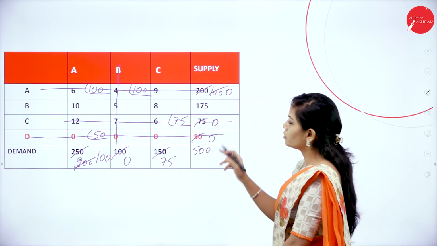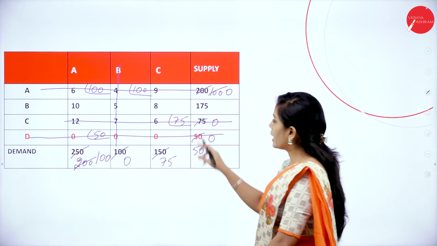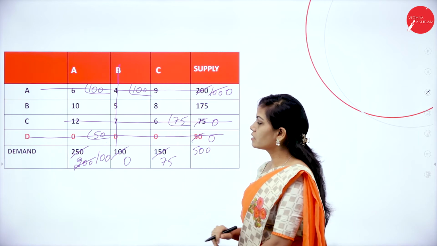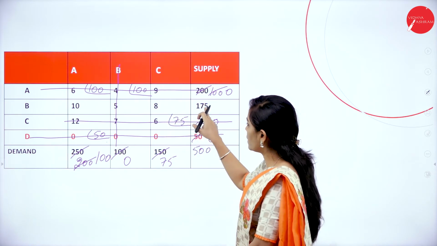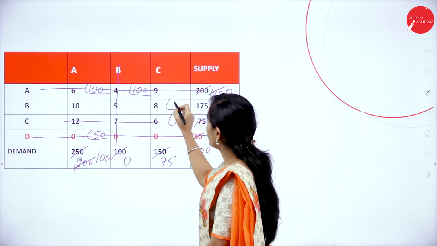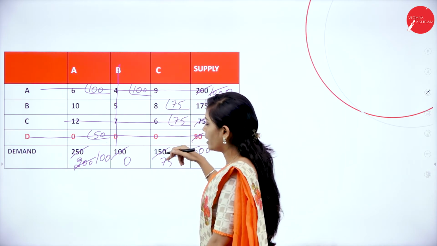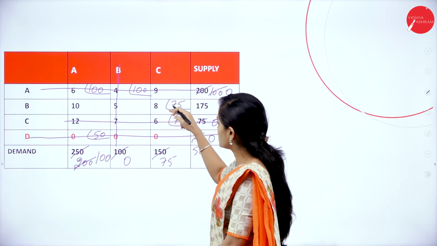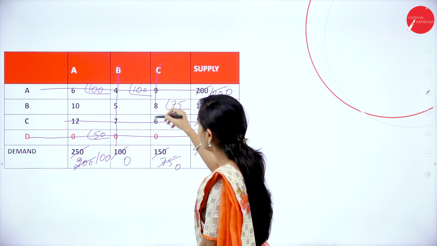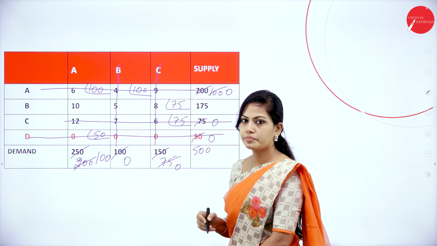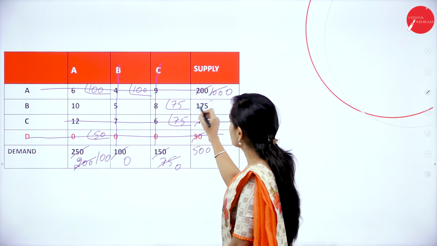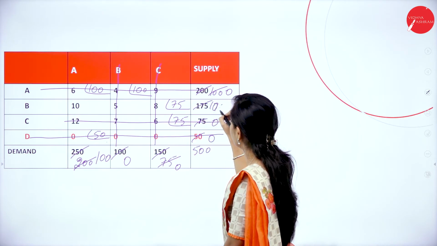So still we have two more digits, 8 and 10. Which is the least value? Least value is 8. You just check the supply value and demand value. Demand value is lesser than supply value. I will allocate 75 rupees to this cell, and now it will become 0. You can cancel this entire column. And 175 minus 75 is 100.